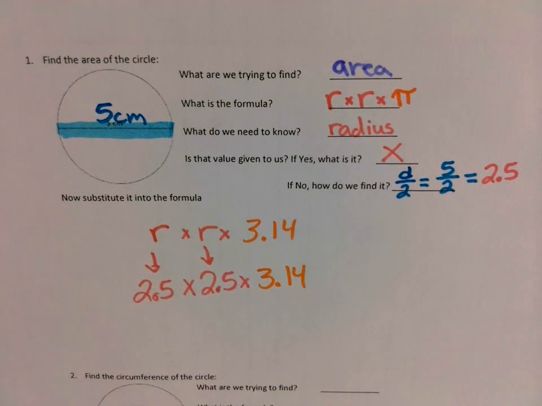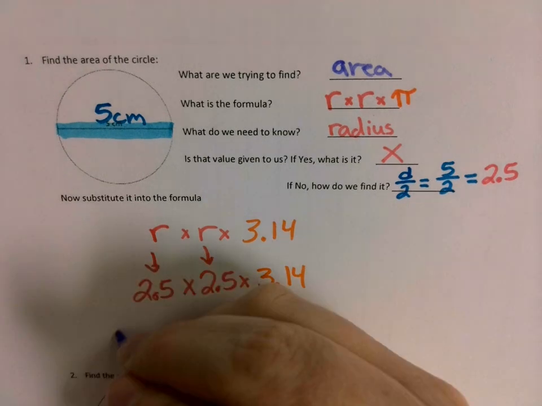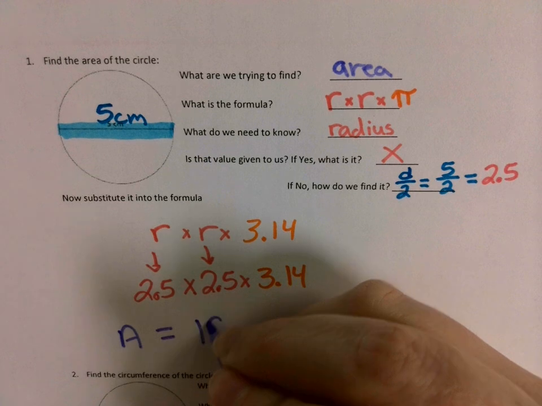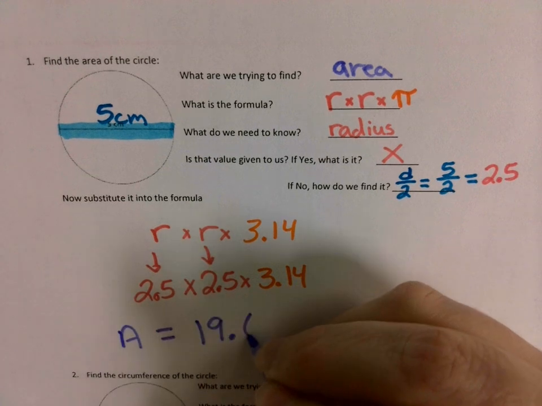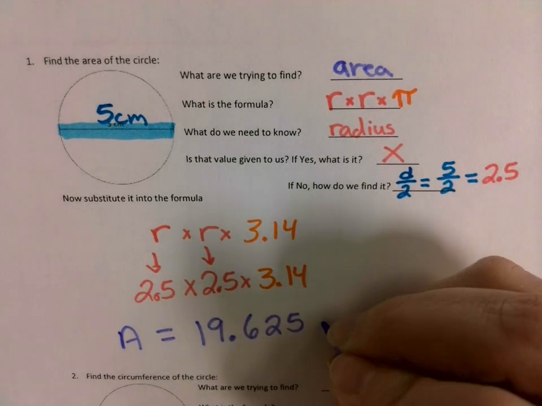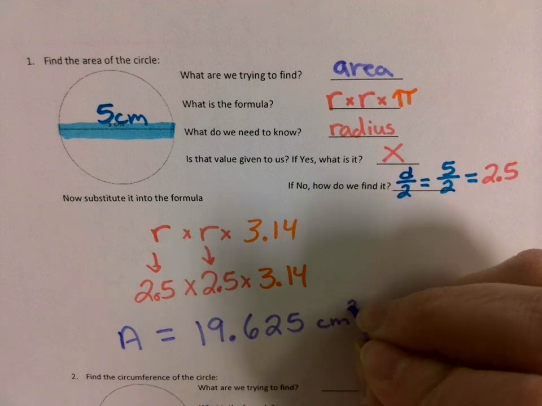So 2.5 times 2.5 times 3.14. The area for this is going to come out to 19.625, and that is centimeters squared because it's area. Area is squared.